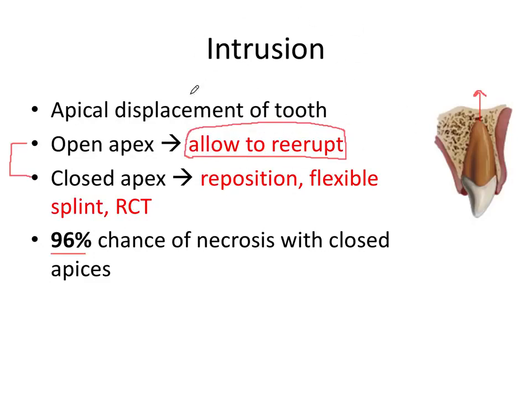So if it's intrusion with an open apex, you actually do nothing other than monitor it and allow it to re-erupt on its own, because the root is still developing and there's a chance that it pushes the tooth and continues eruption with a couple of hiccups, but otherwise as normal. Closed apex, we go to our classic repo, flexible splint, and root canal.